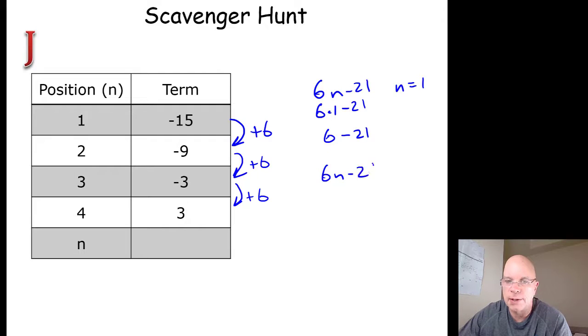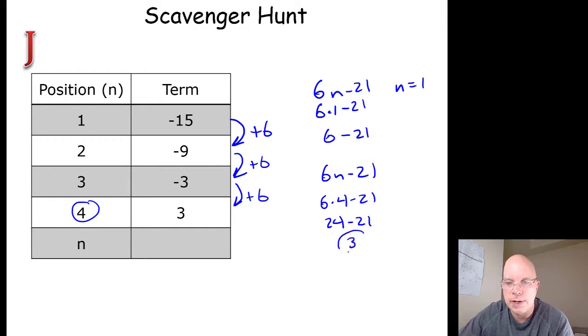6n minus 21 is the rule, I think, but I'm going to check it with another value of n, like 4. 6 times 4 is 24. 24 minus 21 is 3, and that's what I hoped it would be.